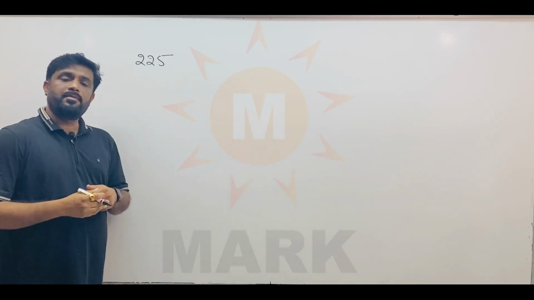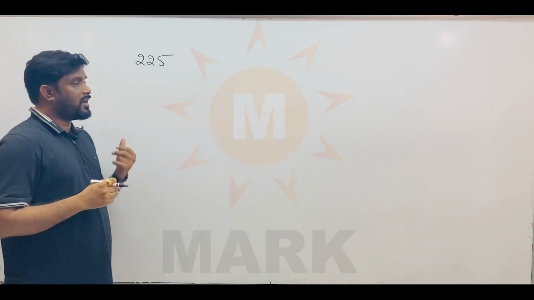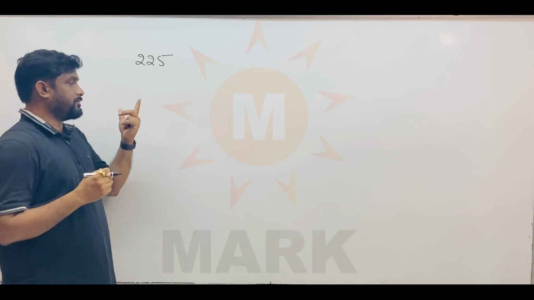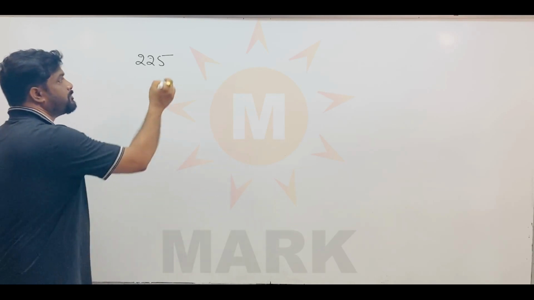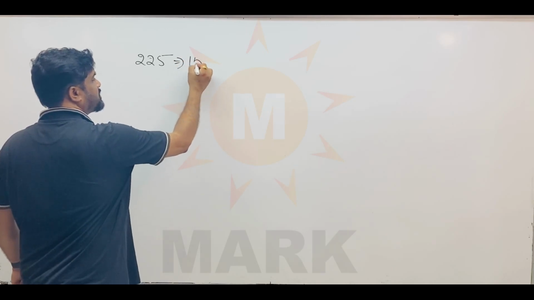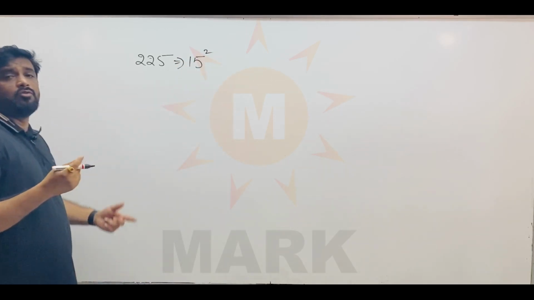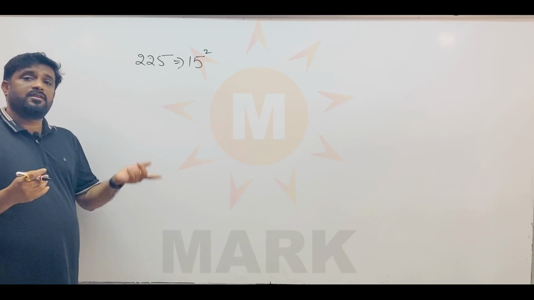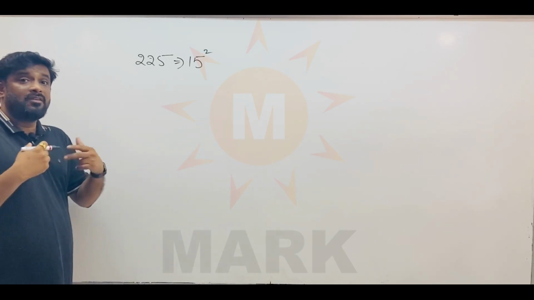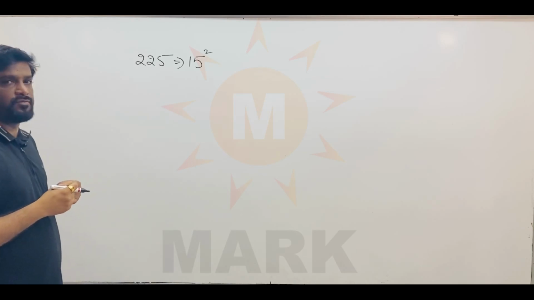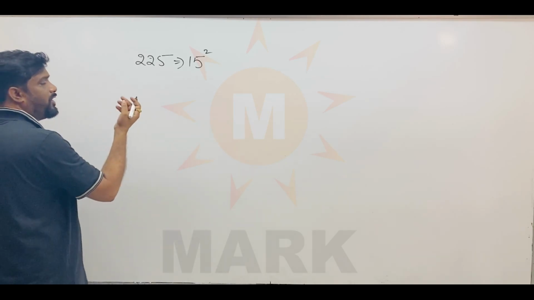Now my dear friends, I am taking another perfect square number and let us see how to resolve this, 225. 225 is a perfect square number. 225 is nothing but 15 square. So now we will see how to resolve 225 as a product of two numbers. In how many ways can we resolve 225 as a product of two numbers? Now we have to find factors.